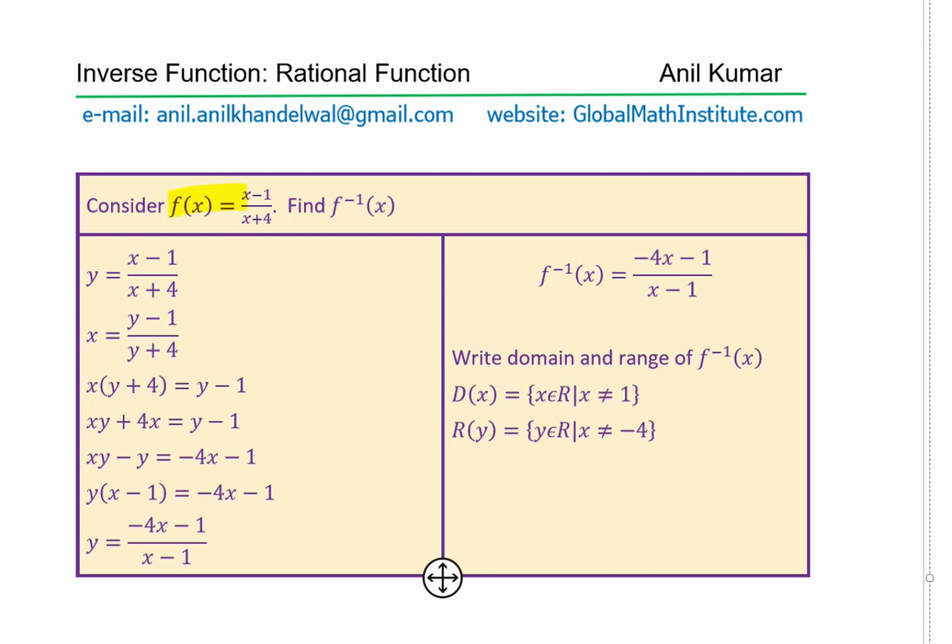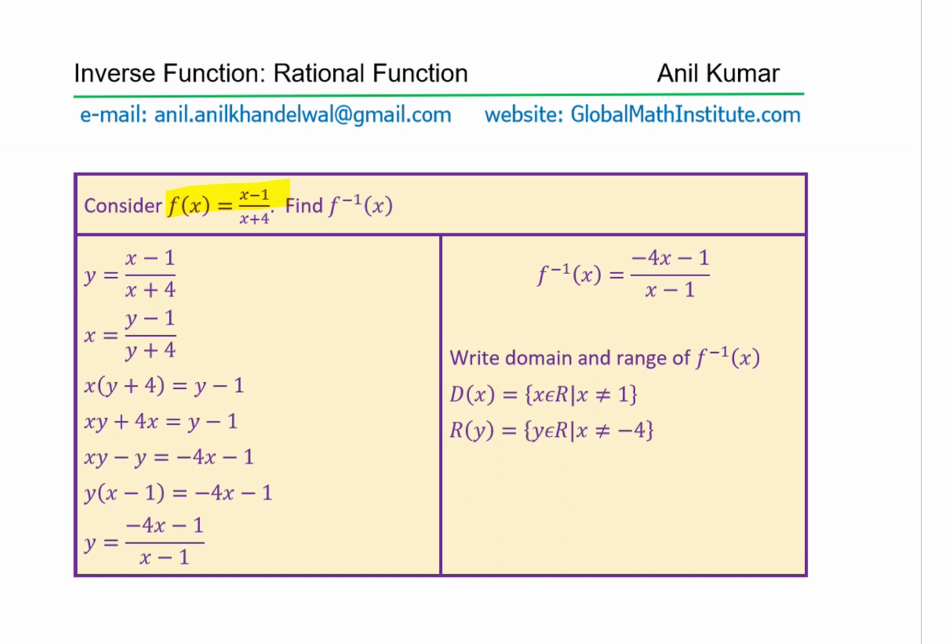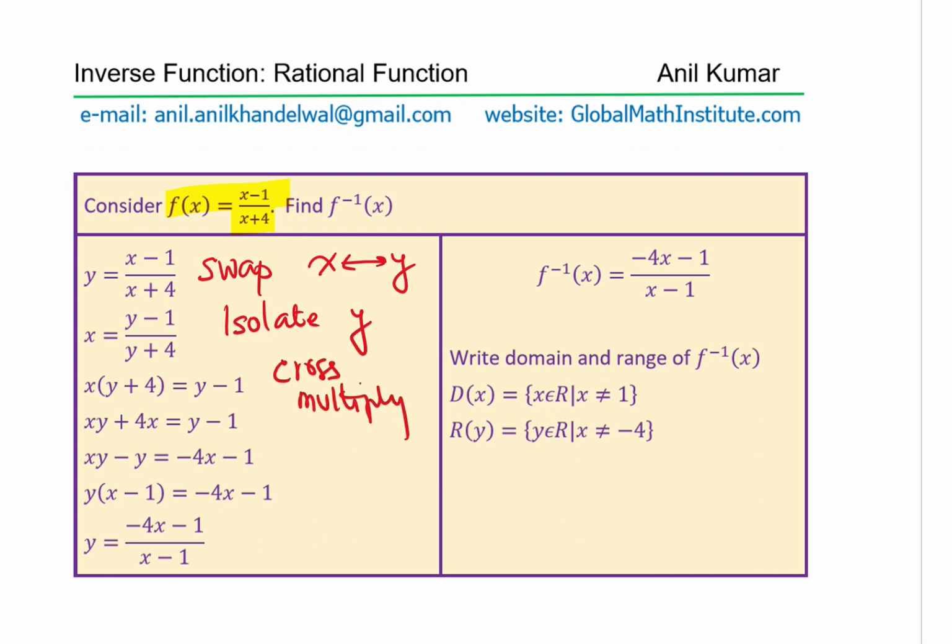So to find the inverse of the function, which is x minus 1 over x plus 4, what are we going to do? We'll write this function as y equals x minus 1 over x plus 4, and then we are going to swap x and y terms, correct? So when you swap x and y, the equation becomes x equals y minus 1 over y plus 4. And now we are going to isolate y. So do cross multiplication, right? So we cross multiply, and we get x times y plus 4 equals y minus 4.